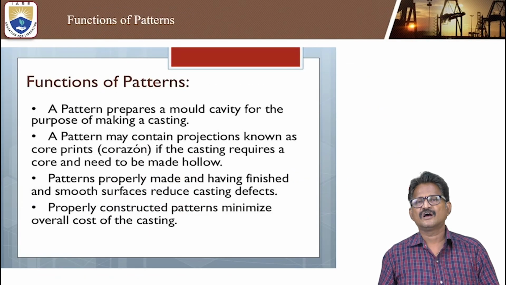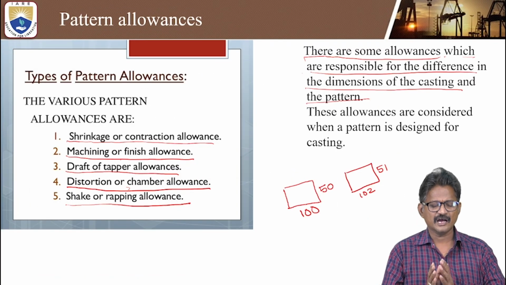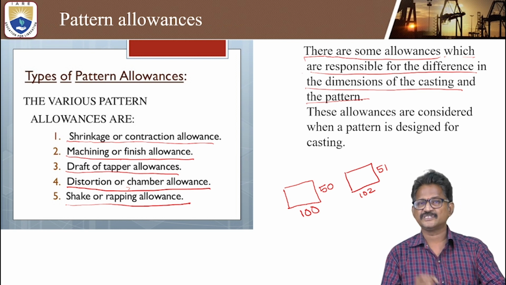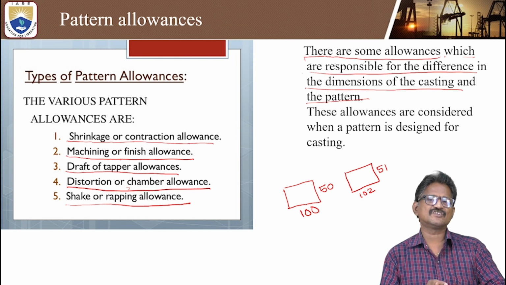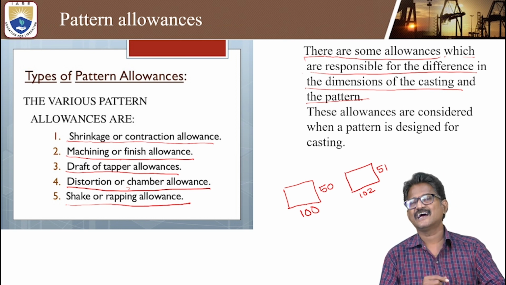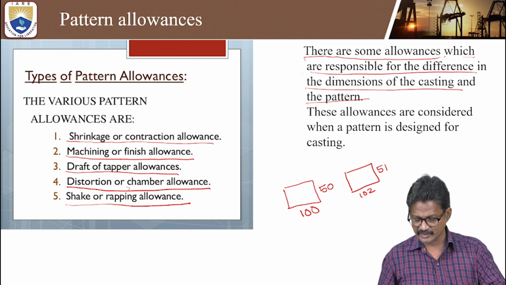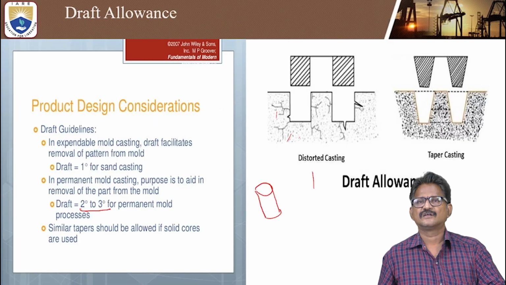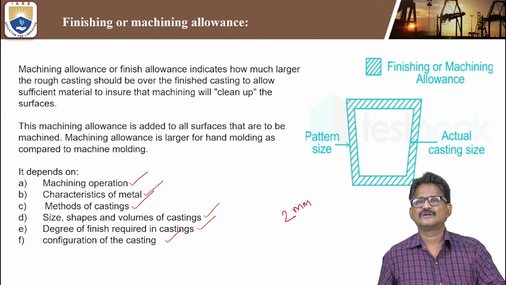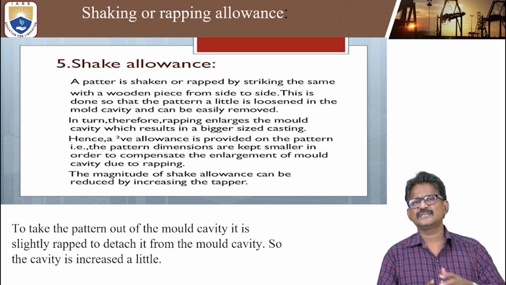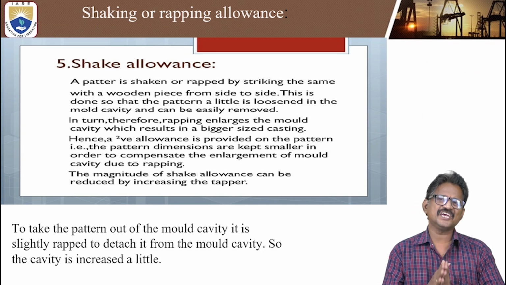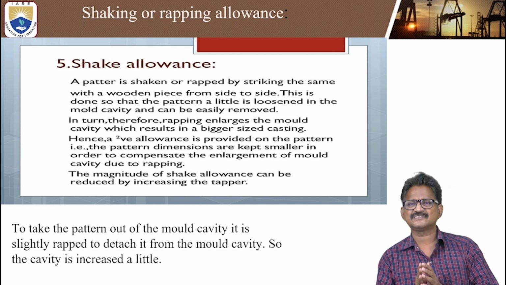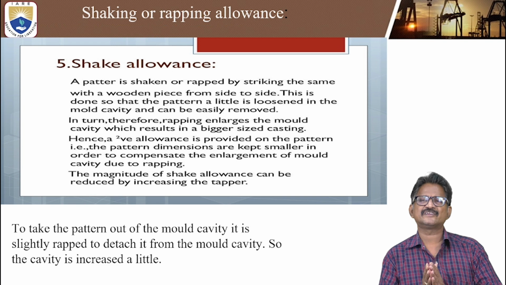I hope you understand the five different types of allowances: the shrinkage allowance, machining allowance, draft allowance, distortion or camber allowance, and shake or wrapping allowance. This is the last one I would like to discuss. Let us see what is meant by a shaking allowance or wrapping allowance. In the shaking or wrapping allowance, it is a very important allowance.